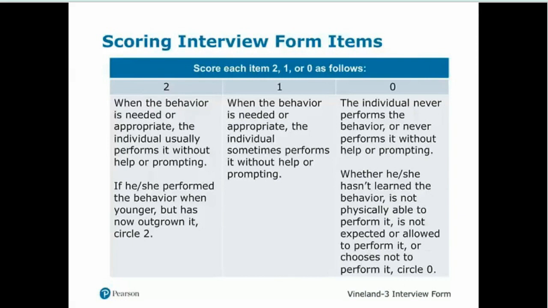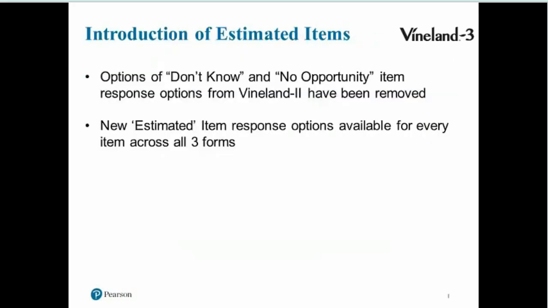So for example, if the question is, can cross the street independently without help, that would be scored a 0 if the parent is not allowing that behavior to occur. On the Vineland 2, we had options of don't know or no opportunity, and these have been removed from the Vineland 3. But there is a new estimated item response option available for every item on all forms.